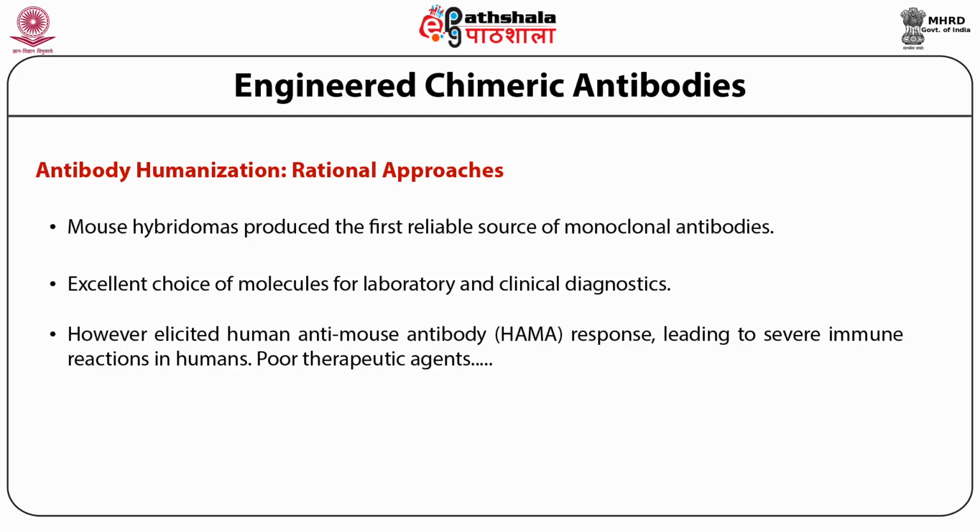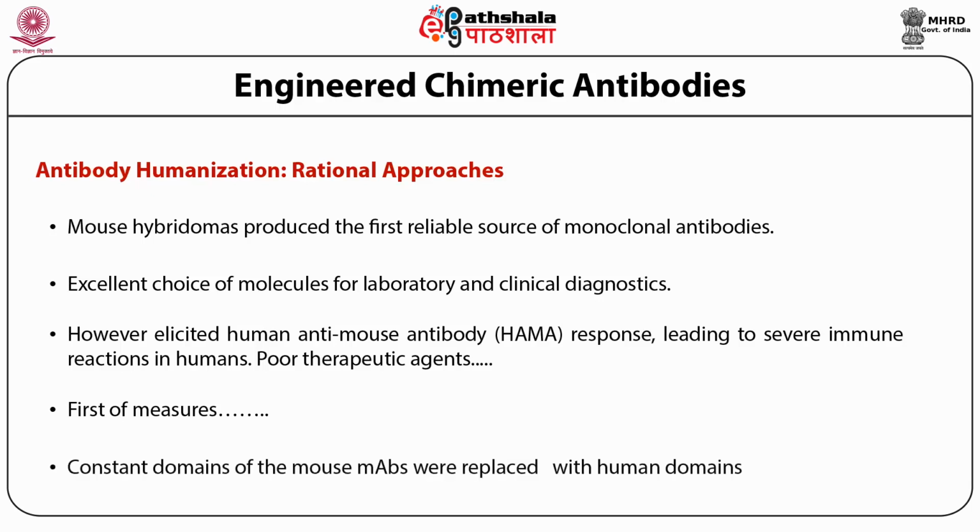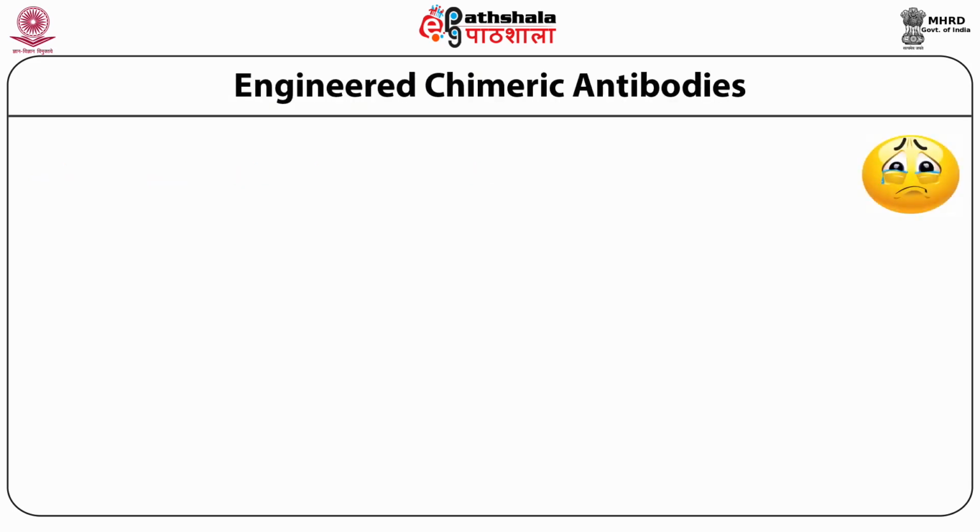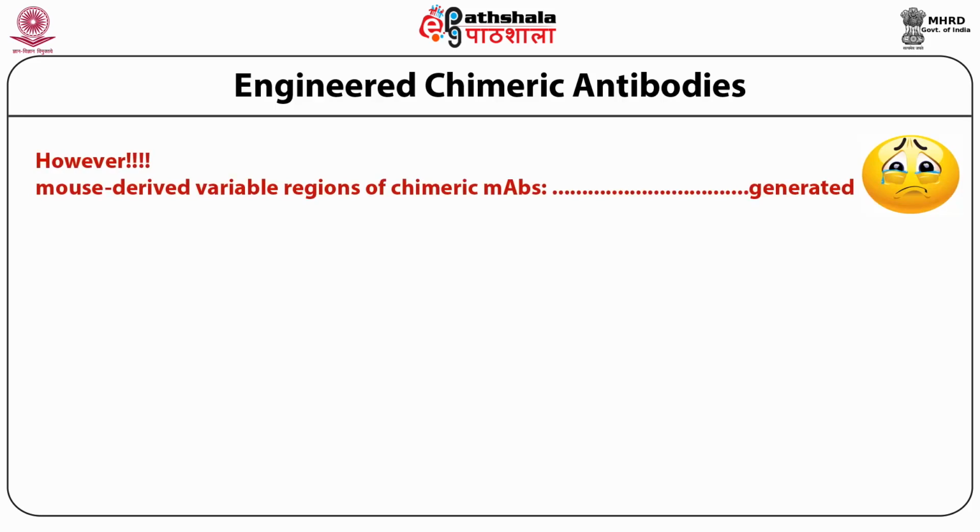So to tackle this, the very first measure taken in this direction was that the constant domains of the mouse monoclonal antibodies were replaced with human domains. As we have seen, the mouse origin monoclonal antibodies produce HAMA in patients, that is, human anti-mouse antibodies in humans.